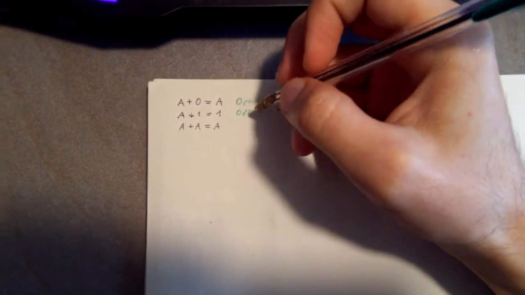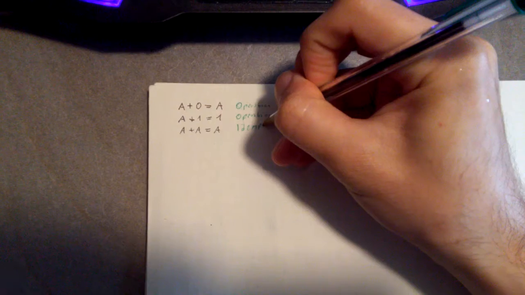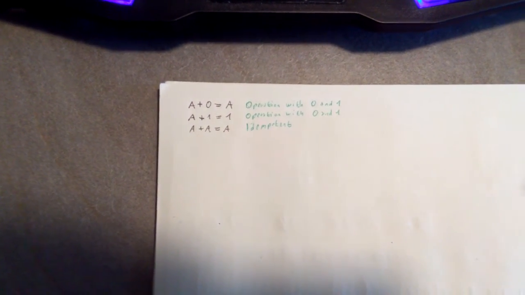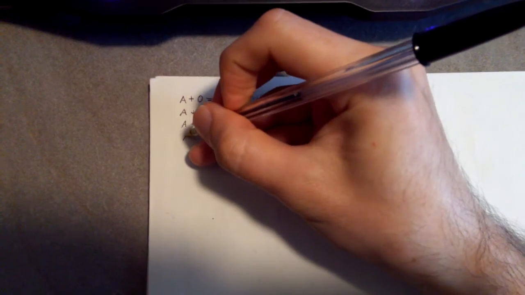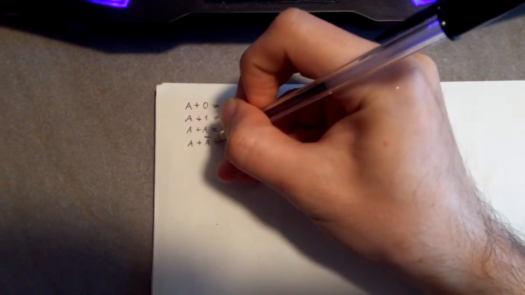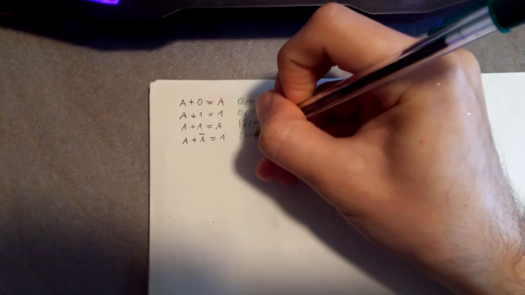And this property is called idempotent. And it's a very important property. The other property I want to talk about is that a plus a naught is equal to 1. And this property is called complement.